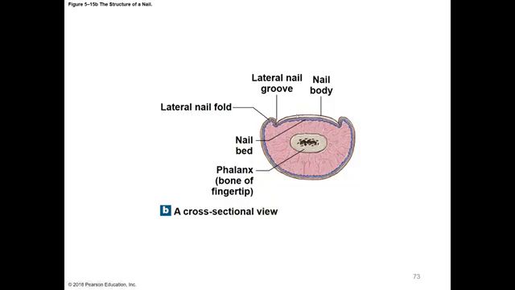So this would be a slice through the finger, and so now you are looking down the finger. So here's the finger bone right there, and then this would be the nail body. So here are the nail grooves, there and there, and then here and here are the nail folds.